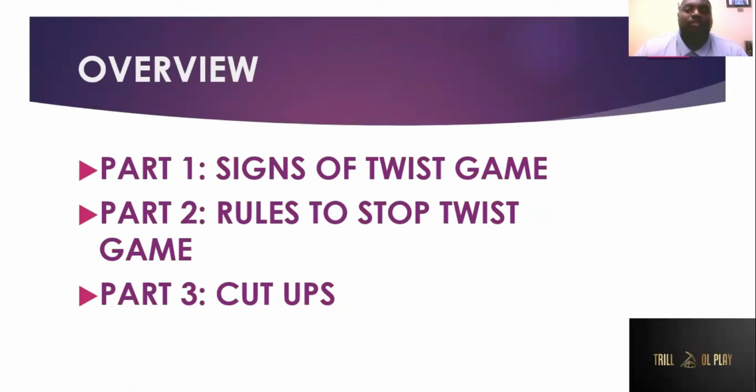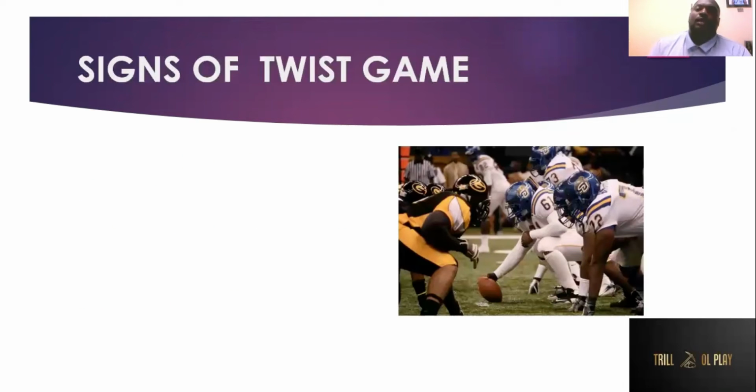All right, so just an overview of what we're going to be discussing this week. We're going to talk about what are some signs that you may get from the defensive twist, what are some basic practical rules to stop twist, and just a few cut ups that we've seen this spring of some twist game here at Southern University. All right, so again, what are some signs of twist? What are some of the indicators that the defense gives us to show that they're about to run some sort of a twist game?